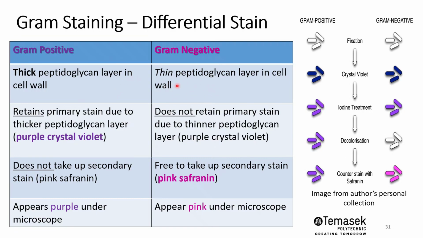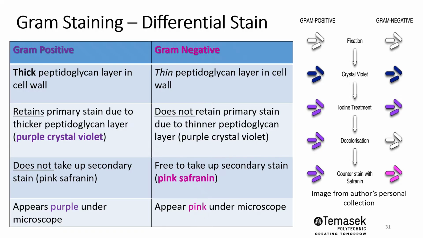The gram-positive bacteria retain the primary stain due to the thicker peptidoglycan layer, and hence they appear purple when stained with crystal violet. In contrast, the gram-negative bacteria do not retain the primary stain, crystal violet, due to their thinner peptidoglycan layer. The gram-positive bacteria do not take up the safranin counter stain, whereas the gram-negative bacteria do take up the stain and hence appear pink, and this is after the step of decolorization using 95% ethanol. Under the light microscope with the bacterial smear preparations, you have gram-positive bacteria appearing purple. In contrast, the gram-negative bacteria appear pink.